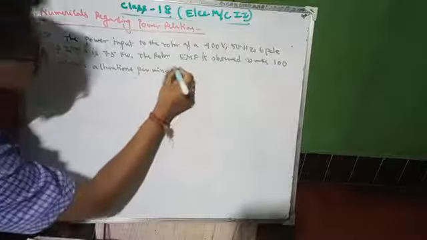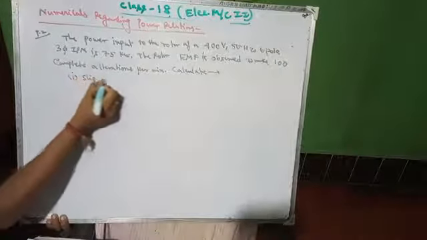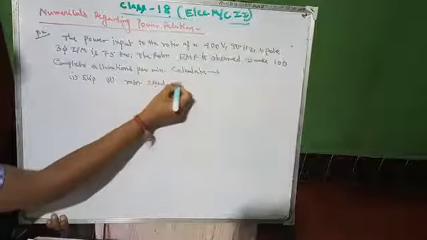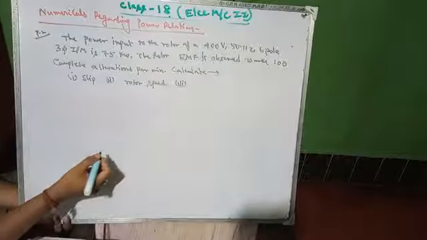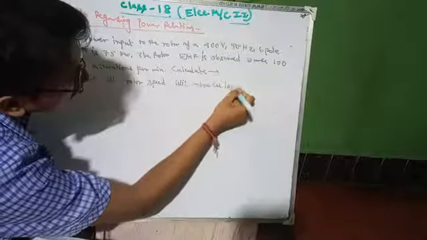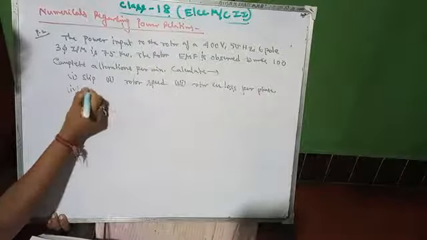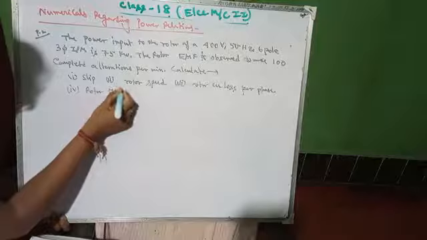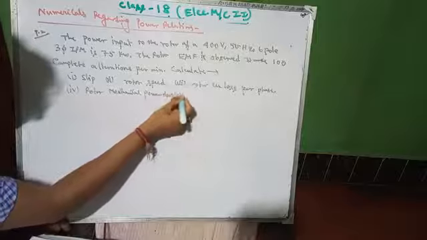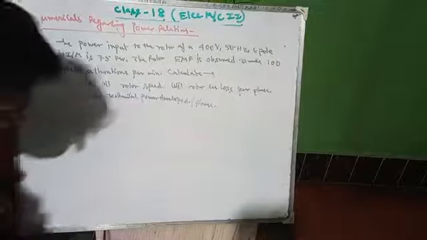Okay, calculate: Roman 1, slip; Roman 2, rotor speed; Roman 3, rotor copper loss per phase; and fourth one, rotor mechanical power developed per phase. Okay, so let's do it.